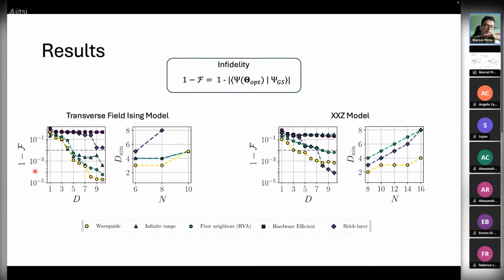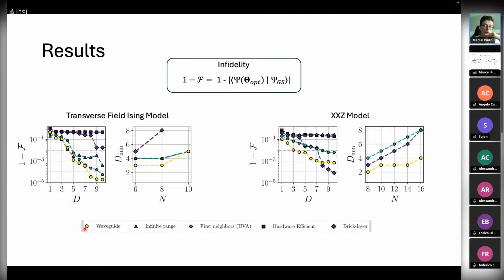On the y-axis, I have the infidelity. On the x-axis, I have D. D is the number of layers. Remember that the ansatz repeats the layers. So the idea is we want to do this with as few layers as possible.